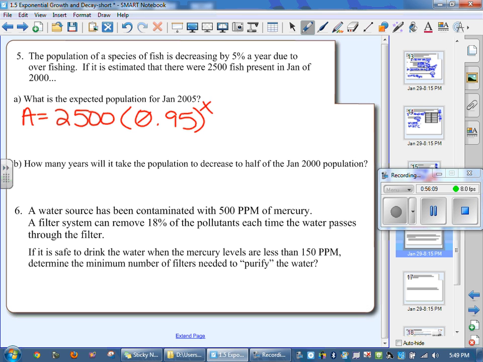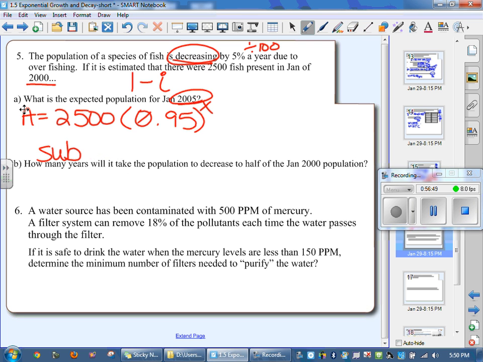Okay. Now it says, what is the expected population for January of 2005? Okay. Well, for 2005, how many years is that after 2000? Well, that's 5 years later. So we're just going to sub 5 in for the x value. Okay, so put 5 where the x is and solve it. You should have got 1934. So that means the population of fish would be around 1,934. That's how much the fish population is.